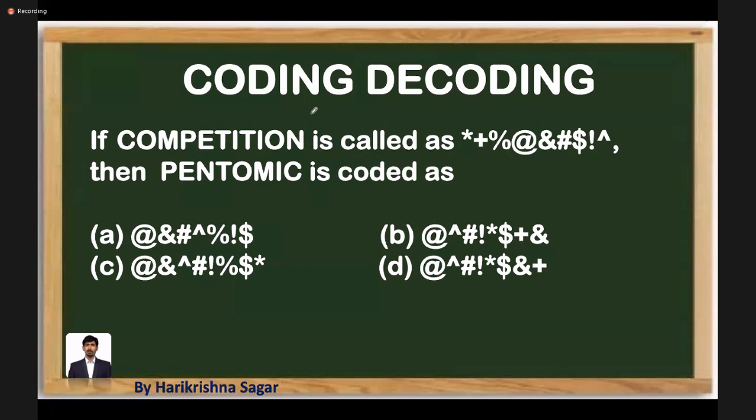Look at the next question. Competition is coded as this, then pentomic is coded as what? In competition, what is the first letter? C. How is C coded? Star. In pentomic, what is the last letter? That is C. So how should C be coded? That must be star. Mark it as option C.